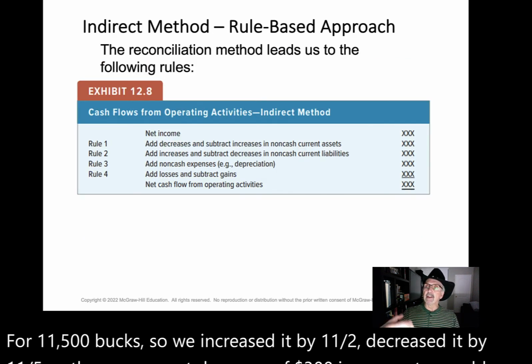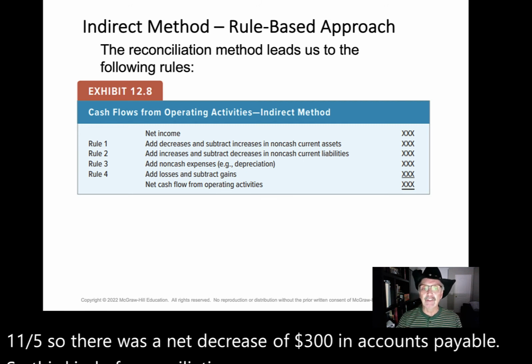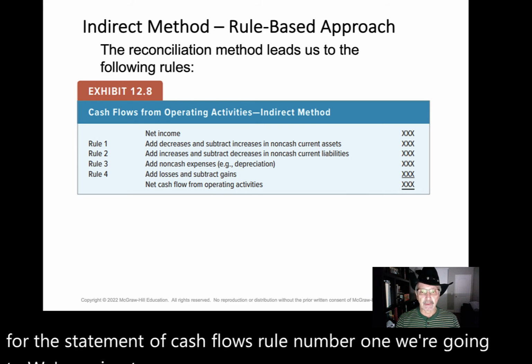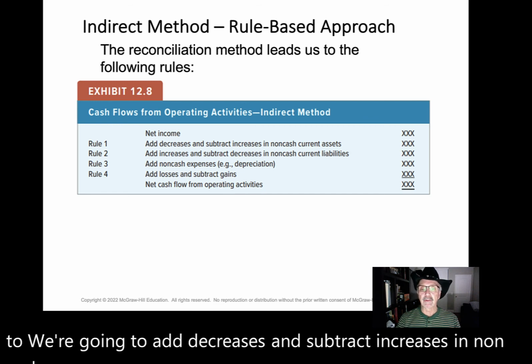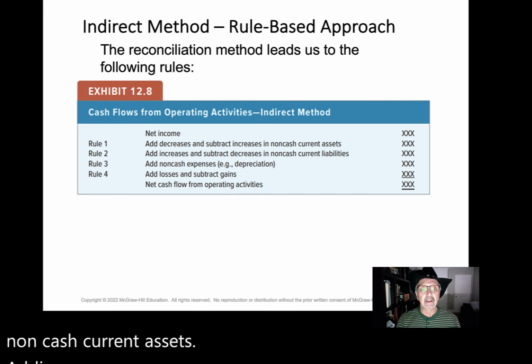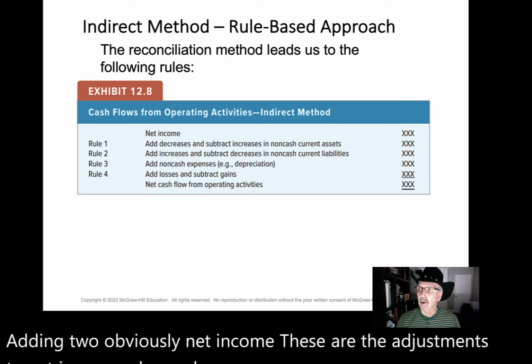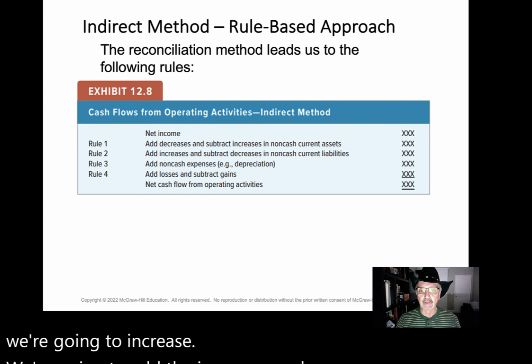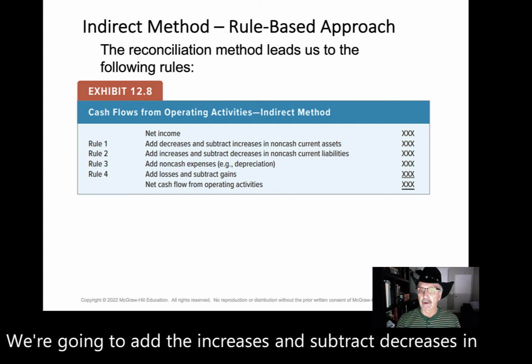So this kind of reconciliation analysis leads to 4 simple rules for the statement of cash flows. Rule number 1, we're going to add decreases and subtract increases in non-cash current assets, adding to, obviously, net income. These are the adjustments to net income. Rule number 2 deals with current liabilities. It says we're going to add the increases and subtract decreases in non-cash current liabilities.